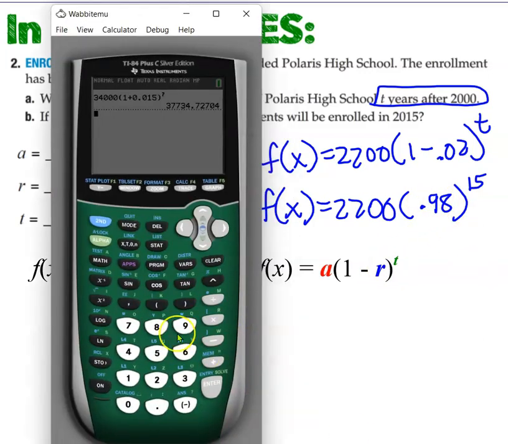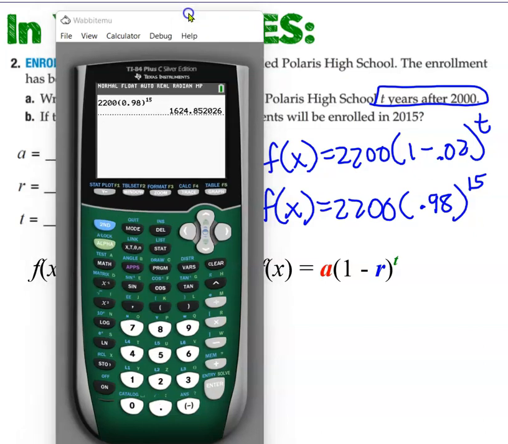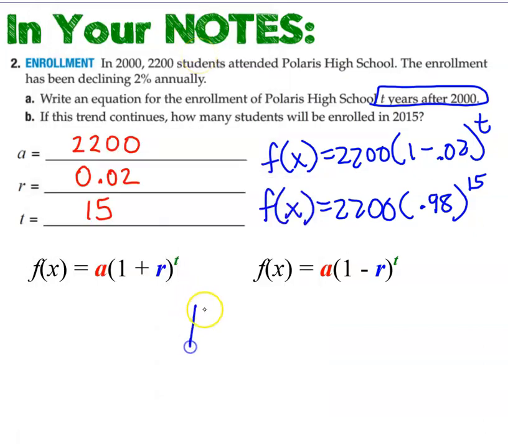So you pick up your calculator and you type in these values, 2,200 parentheses 0.98 raised up to 15, because 15 years later. So there would be 1624.85. Now we're talking about people, so there would be approximately 1624.9. We could say 1624 because we don't actually have another full person, or we could round it up to 1625. But since it didn't make it to the next full person, I'm going to say 1,624 students.